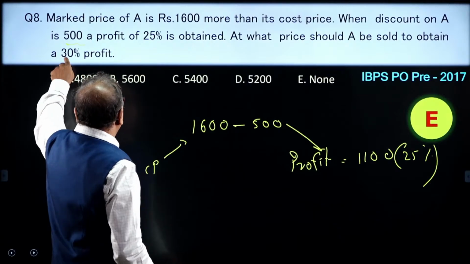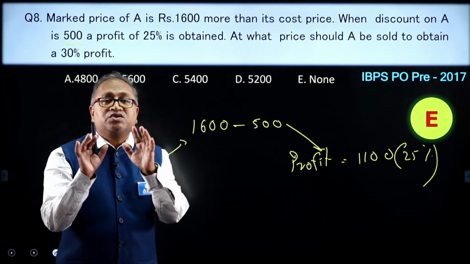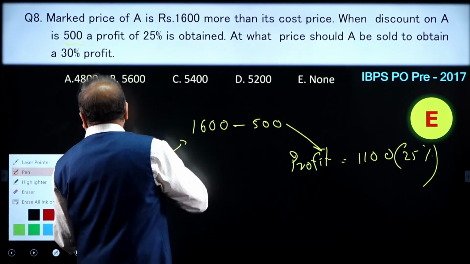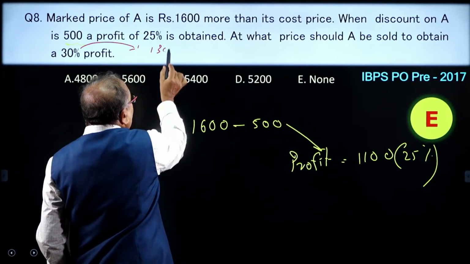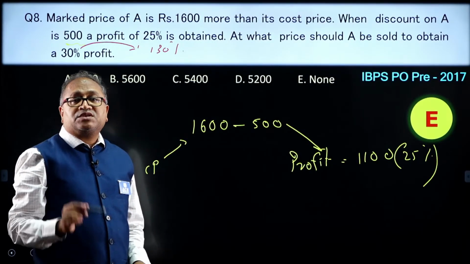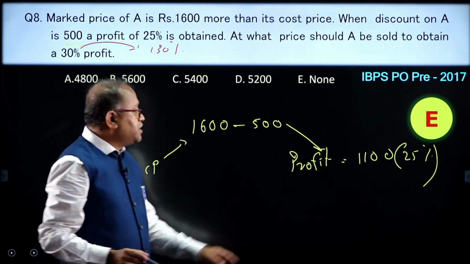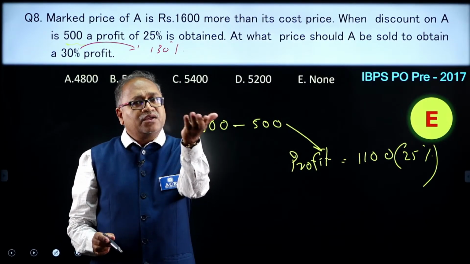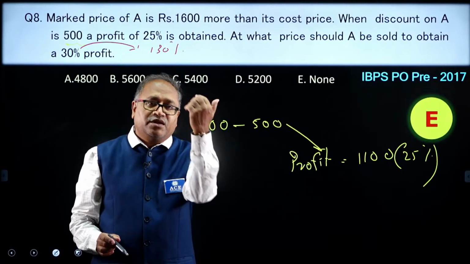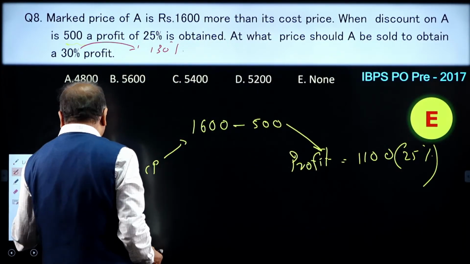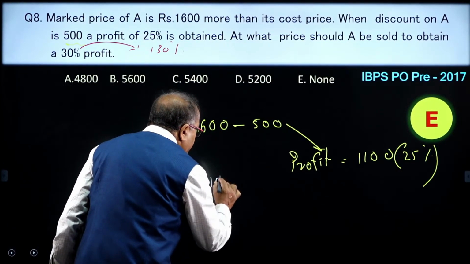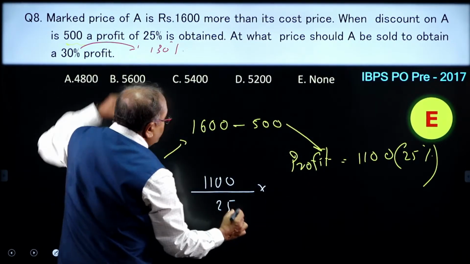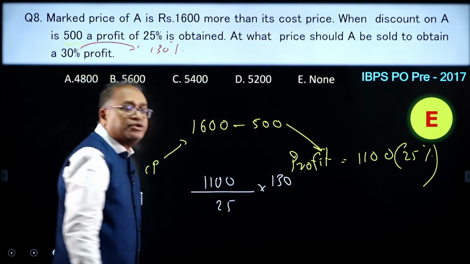Now, what will be the selling price when he wants to make a profit of 30%? That means selling price will be 130% of the cost price. I already know 25% of the cost price is 1100. Then I can find out what is 130%. Let us do it my dear friends here. So, here that is 1100 divided by 25, I am getting 1%, my requirement is 130%. You are getting the value.